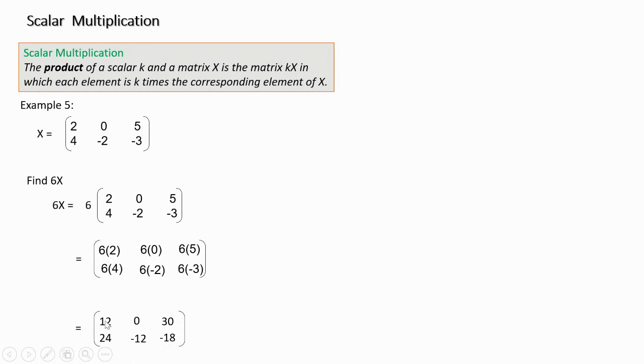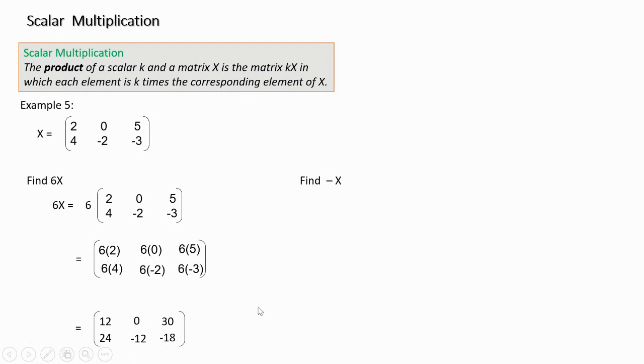6 times 2 is 12. 6 times 0 is 0. 6 times 5 is 30. 6 times 4 is 24. 6 times negative 2 is negative 12. And 6 times negative 3 is negative 18.